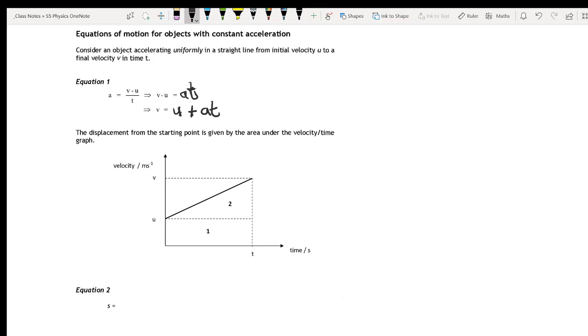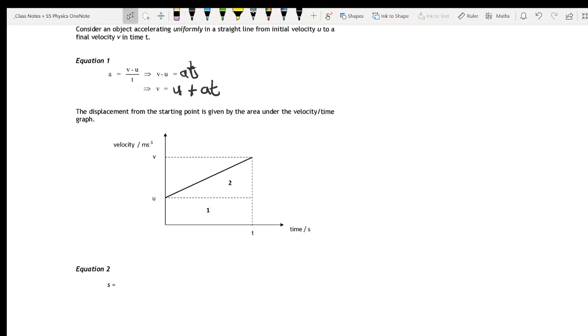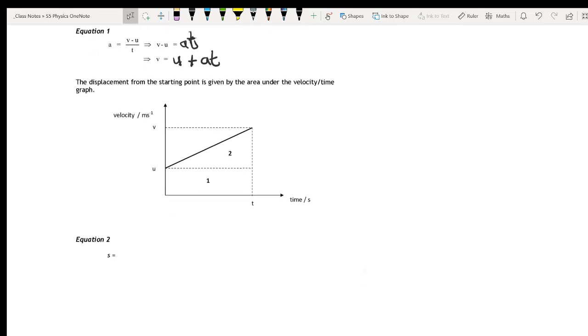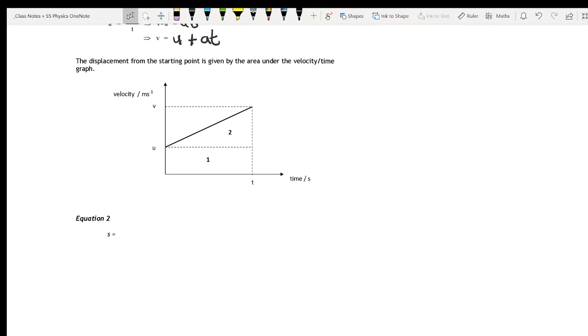So the displacement from the starting point is given by the area under the velocity time graph. We all know that already. If we imagine something starting at speed u and increasing until it gets to speed v, we get this graph, where u and v are the initial and final speeds, with a diagonal line in between. We can find the area underneath it by splitting it into a rectangle and a triangle. So for equation 2, that's how we start.